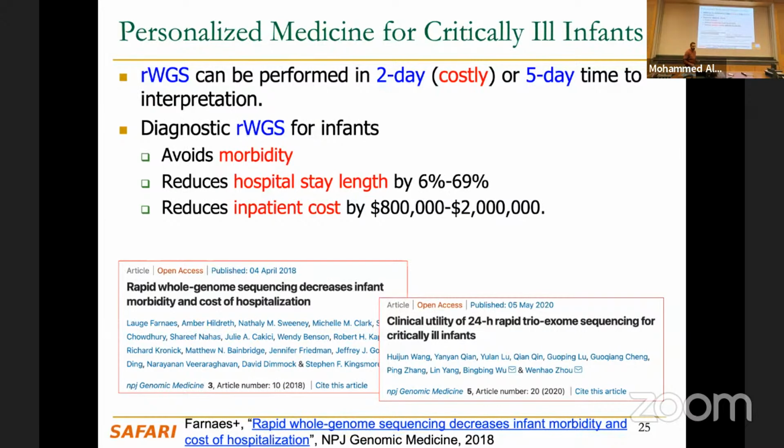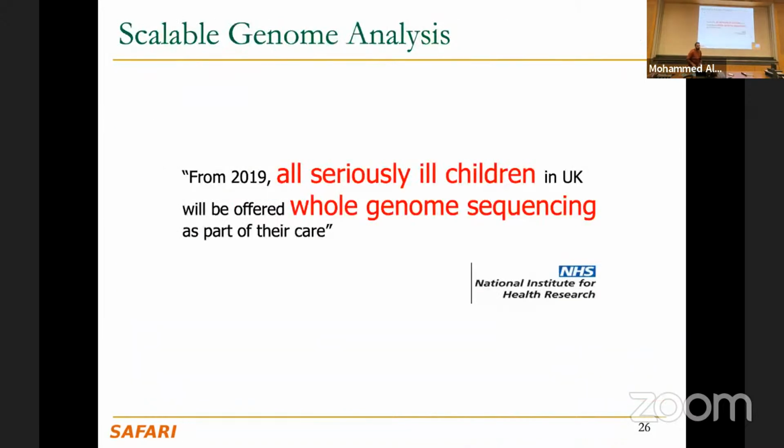Now, because of all these benefits we got from whole genome sequencing, in the UK in 2019, they decided that any critically ill infant admitted to hospital would directly get whole genome sequencing for free, starting from 2019. And that is something ideal to have everywhere in the world.